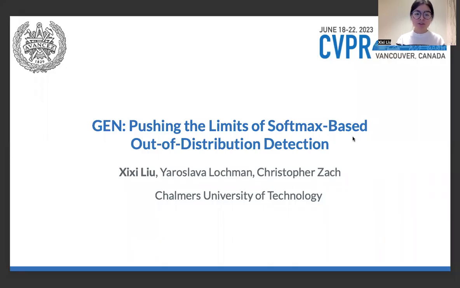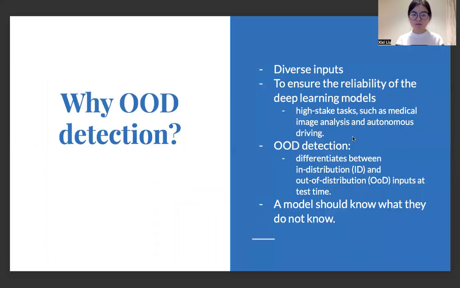Hello everyone. In this video, I will introduce our recent research work regarding out-of-distribution detection for softmax-based classifiers. Our method is based on generalized entropy, which is simple but effective. So why do we need OD detection?